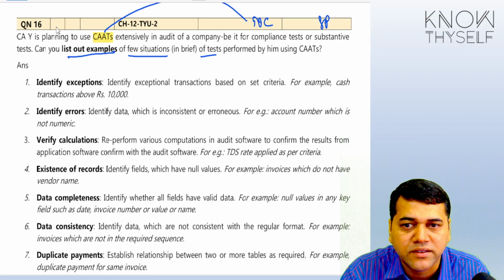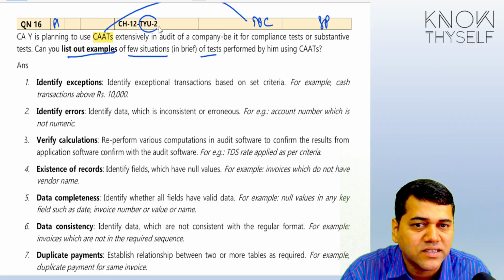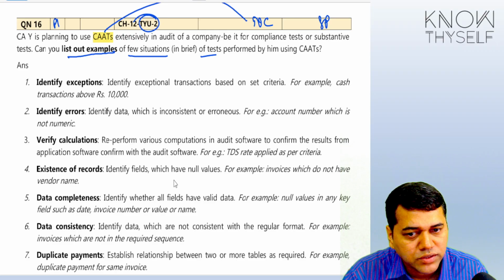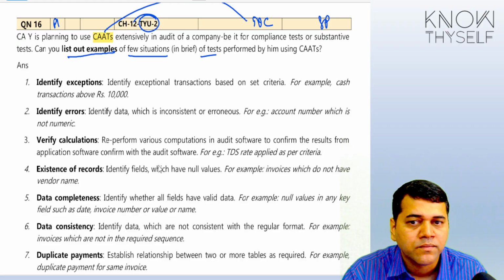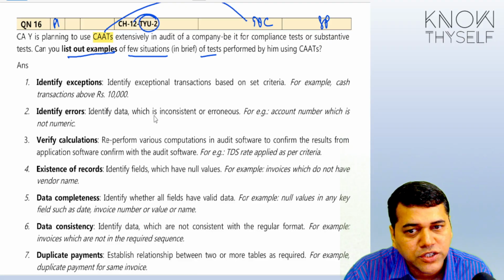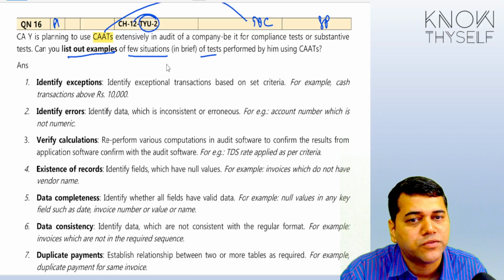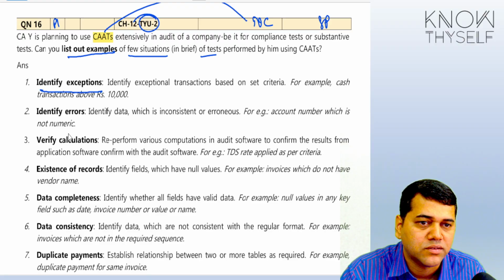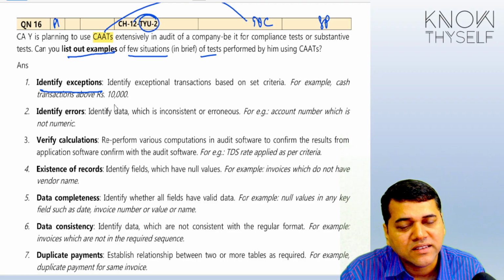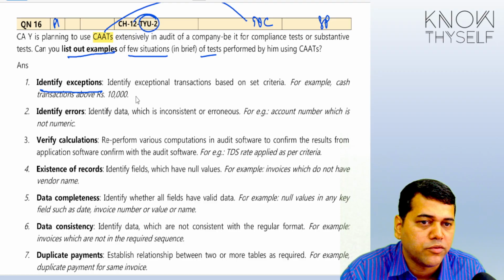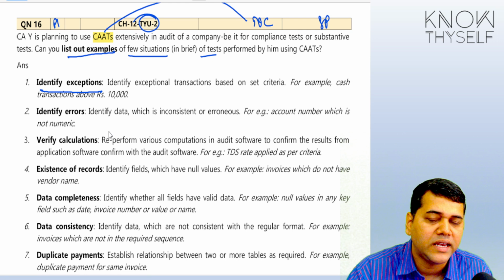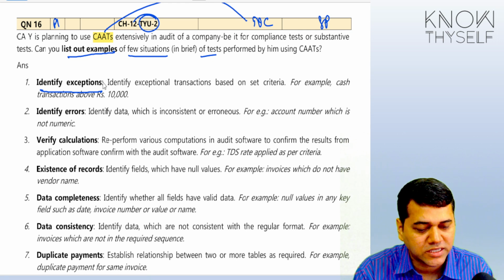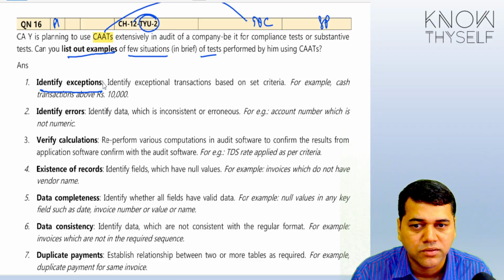So you can mark it as a priority 1, because the answer is only in test your understanding 2. This is not there in the study material. Now, what is that you can use it for? Can you give me some examples of some work? Like you can identify the exceptions. For example, any cash transactions above 10,000 rupees, for your tax audit purpose. Any cash payments you have done above 10,000, you can just run one report and you can find out.